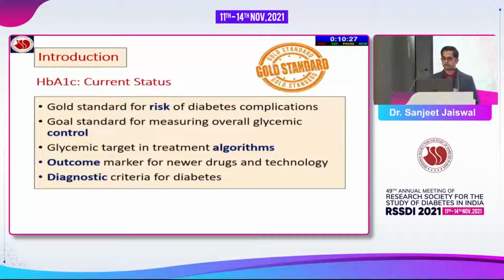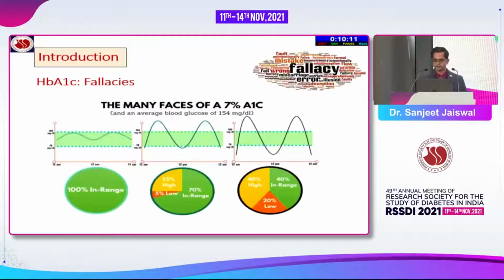So we know that HbA1c is a gold standard and it is very important for assessing the risk of diabetic complications and also overall glycemic control. And HbA1c has been a target of many guidelines and recommendations, also a diagnostic criterion for diabetes. But HbA1c has many fallacies.